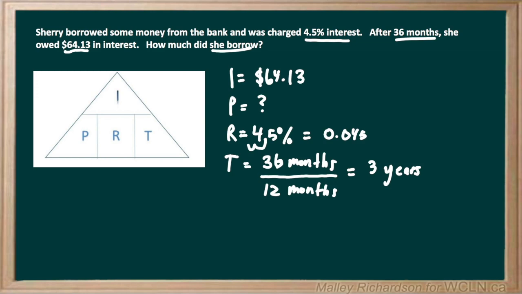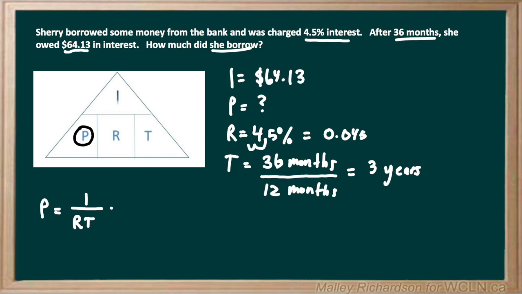To solve for P, we want to circle on our triangle whatever we're solving for, and then we put that to the left of our equal sign. So we have P equals I on top, and then below the I is R and T. So we have P equals I divided by R and T.